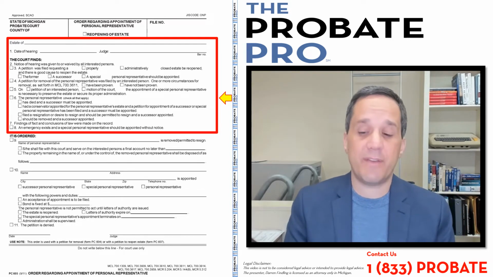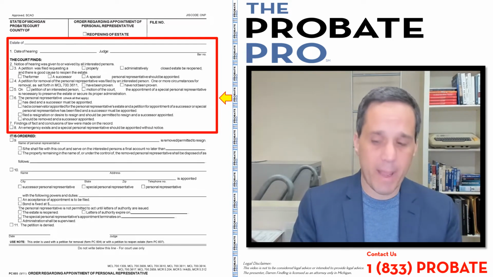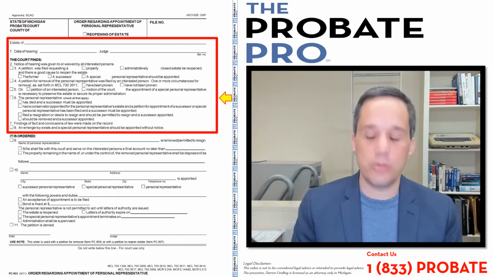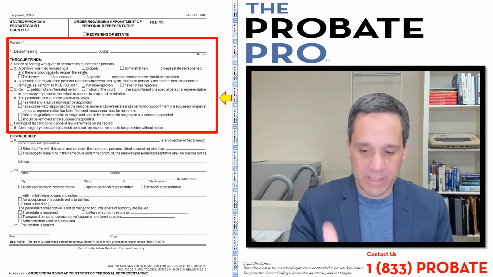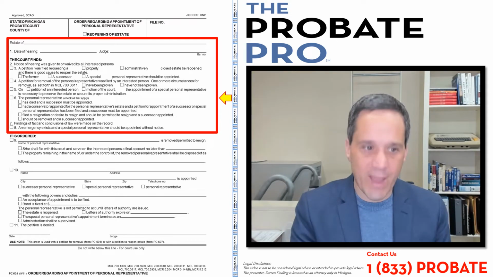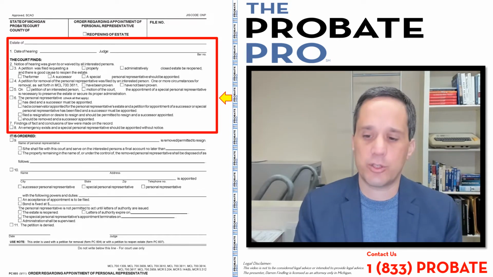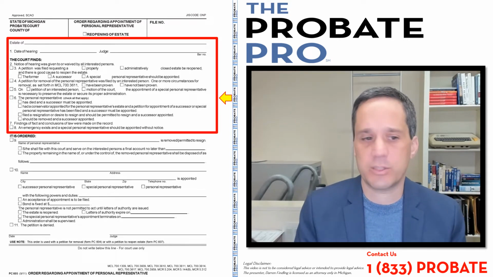Now, again, number 7 is simply there to remind the court, really, that there has to be findings made. The court can't just do this. There has to be findings, which means evidence has to be presented. The court has to make findings of fact, and conclusions of law are made on the record to support the rulings that the court is making here.